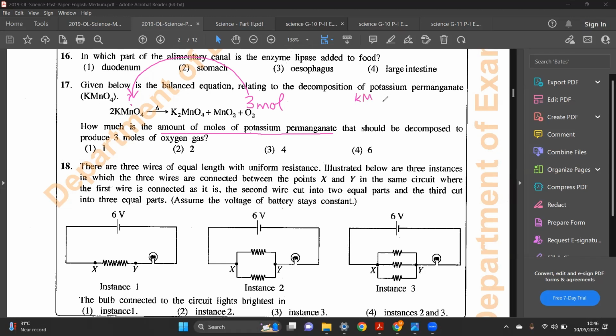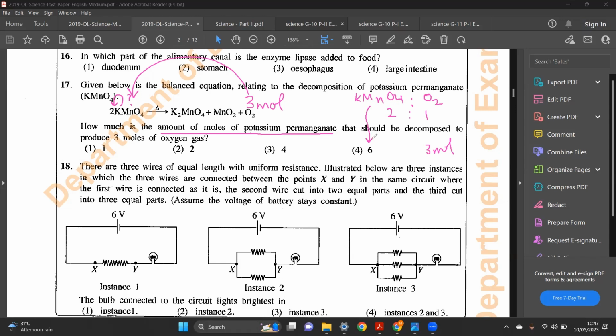So let me write it down. KMnO4 is to oxygen. So how do you build the ratio? You just take the number in front, the coefficient, and put it. In front of KMnO4 you have a 2, so that comes here. In front of oxygen there's no number, so that means it's a 1. So this is the ratio between KMnO4 and oxygen. That means KMnO4 is 2 times oxygen. That relationship applies to any number of moles. So if you have 3 moles of oxygen, the number of KMnO4 is always twice of that. So it will be 6 moles of KMnO4.